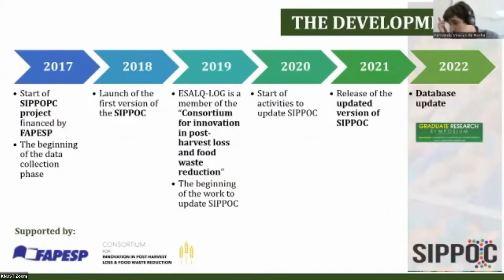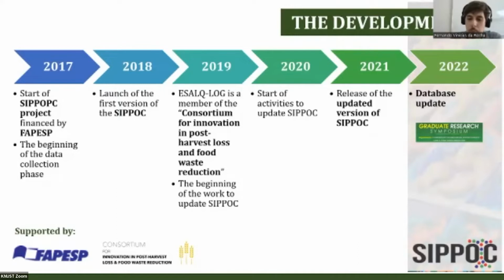So SIPOC started in 2017. At that time, it was a project financed by FAPESP here in Brazil. In 2019, we became a member of the Consortium for Innovation in Post-Harvest Loss and Food Waste Reduction. So we started to work again on the SIPOC to release this second version, this updated version with new tools in a new platform with information on post-harvest loss. And here today, I will talk a little bit more about this database update.